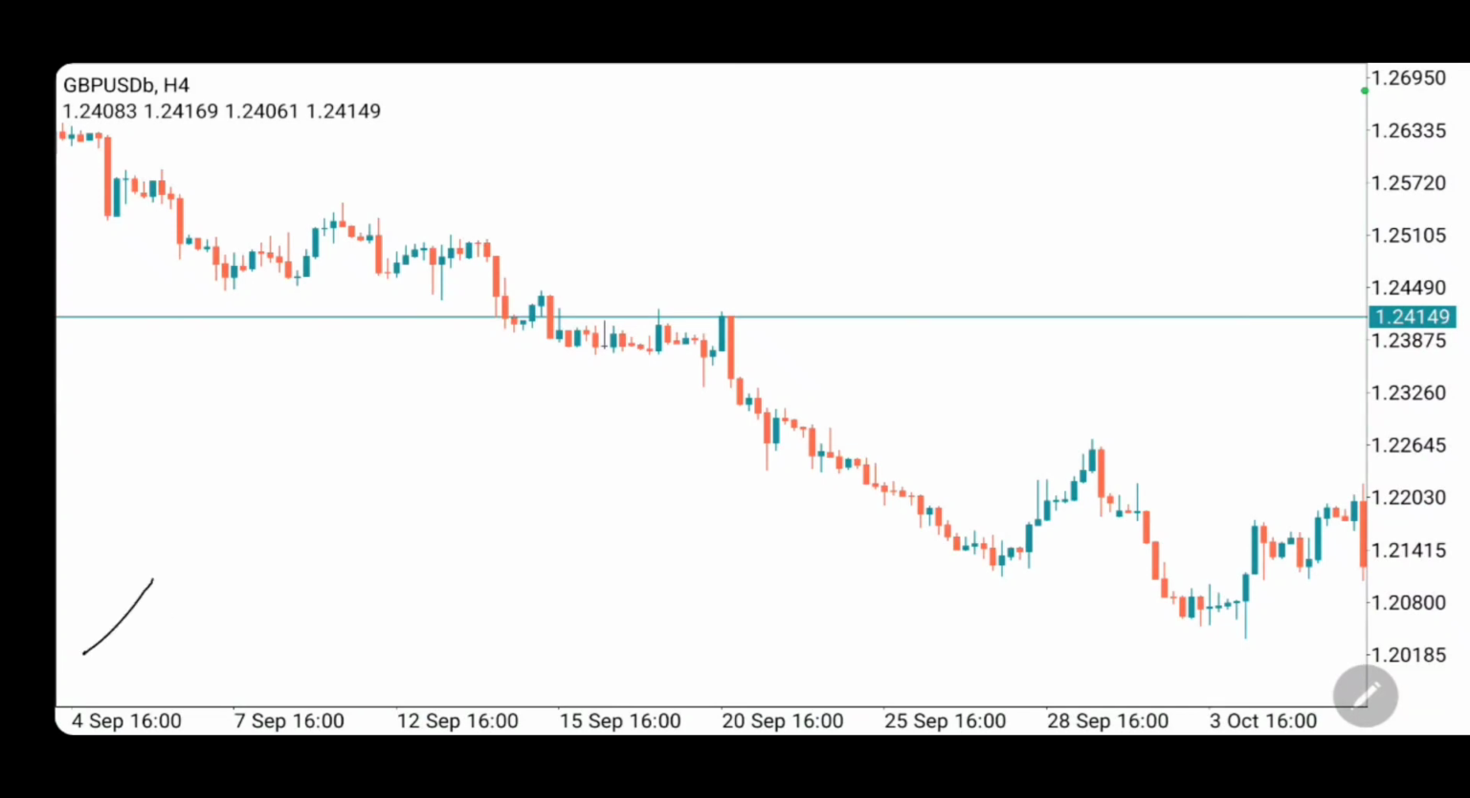Let me show you what I mean. This is a bullish trend. For a fair value gap, it will be something like this: trading this gap, trading the reversals of this form.